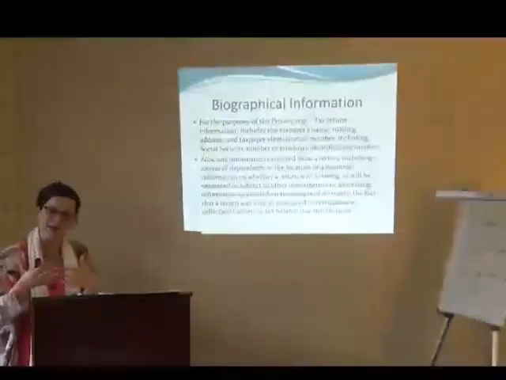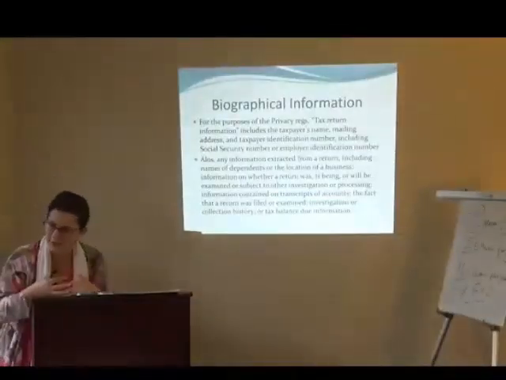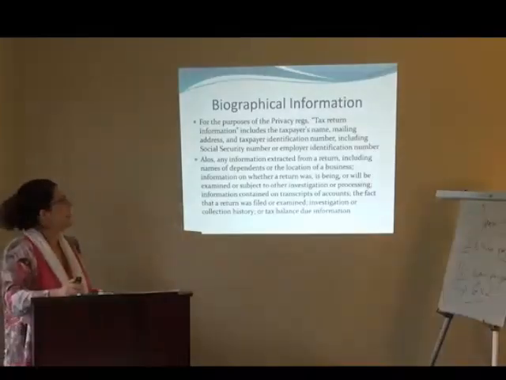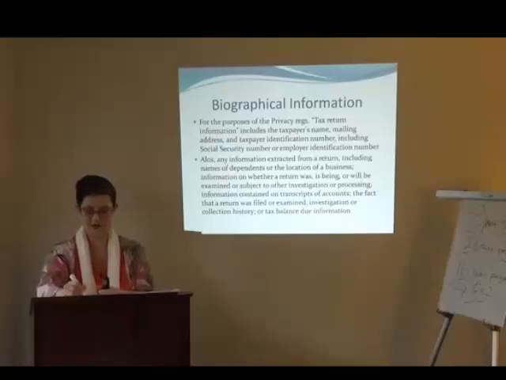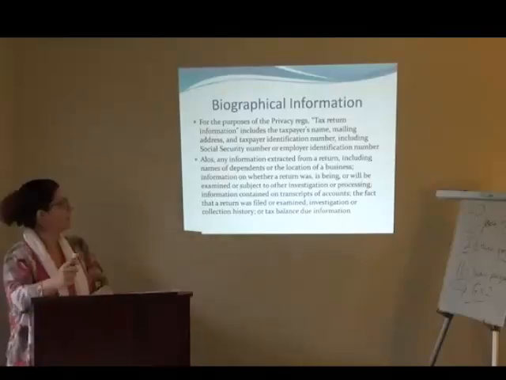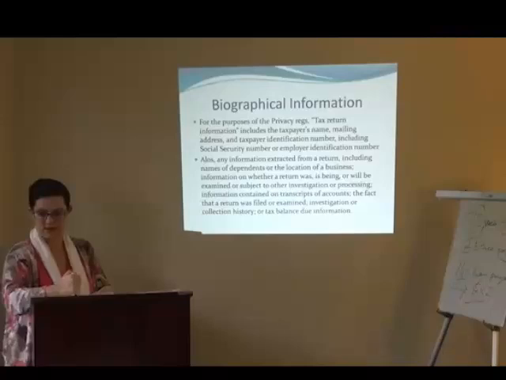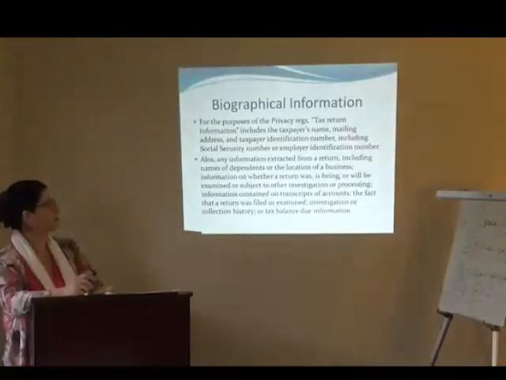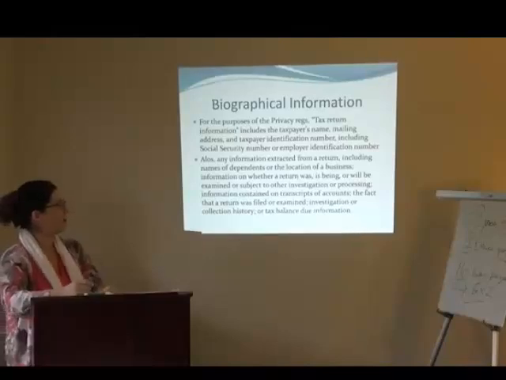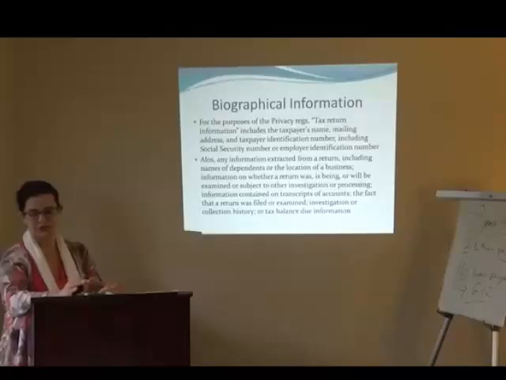Even if they own property together, even if they live together, even if they have a joint bank account, I can't fix that. Okay. But information whether the return was filed or was not examined or was subject to an investigation. Although you can't give any tax balance due collection history, sometimes banks will want this information.